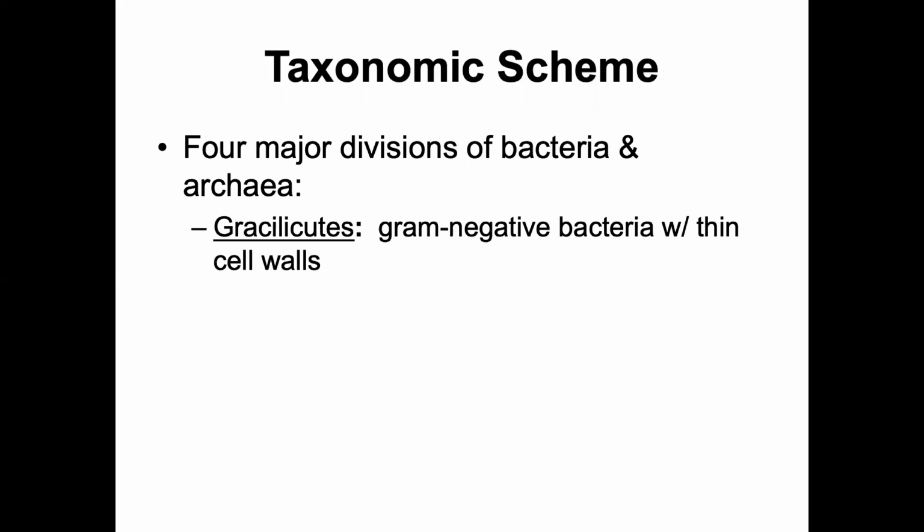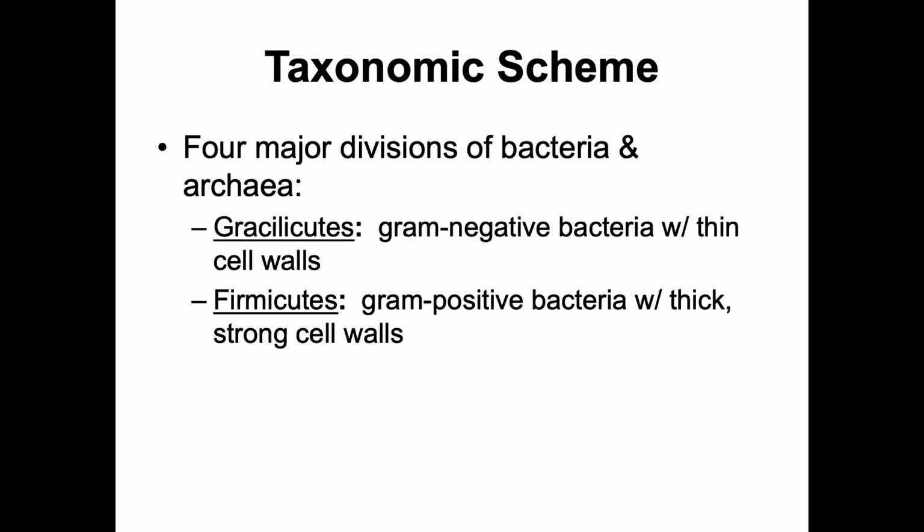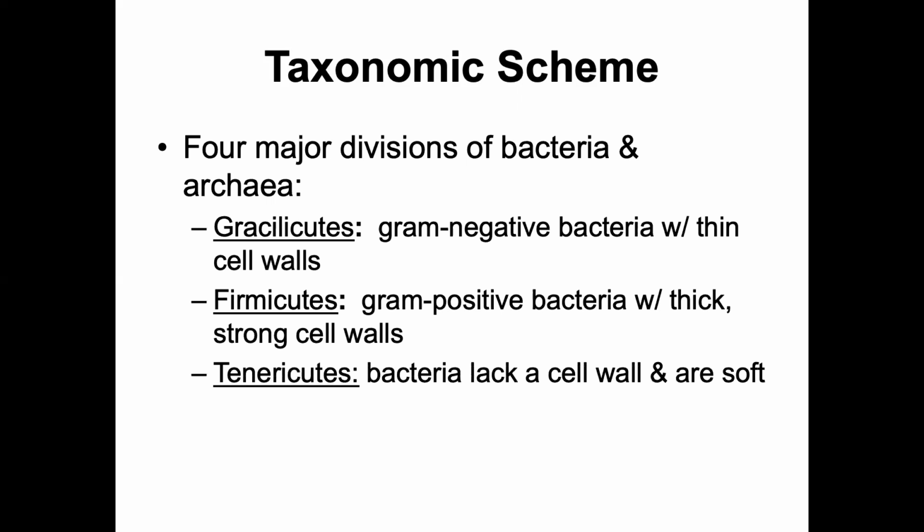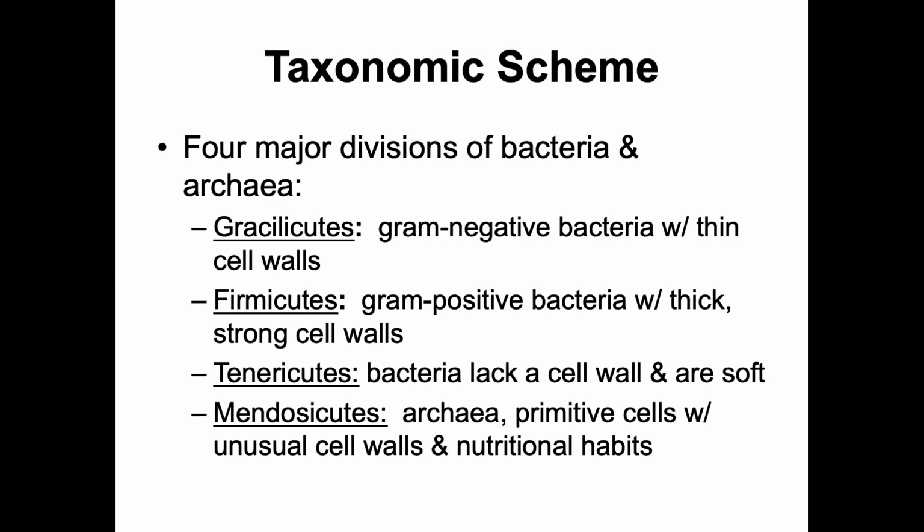The different divisions of bacteria and archaea include gracilicutes, which are gram-negative bacteria with thin cell walls; firmicutes, which are gram-positives with thick cell walls; tenericutes, which are bacteria that don't have a cell wall and are capable of different shapes; and mendocicutes, which are archaea. These are primitive cells with unusual cell walls and different modes of getting nutrition.